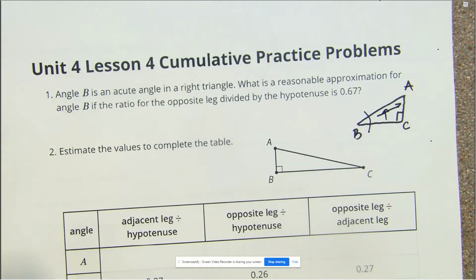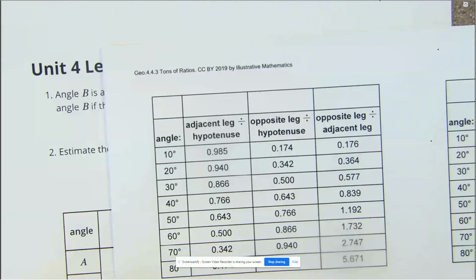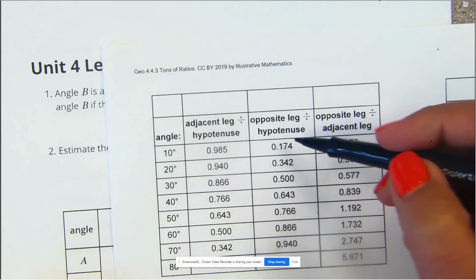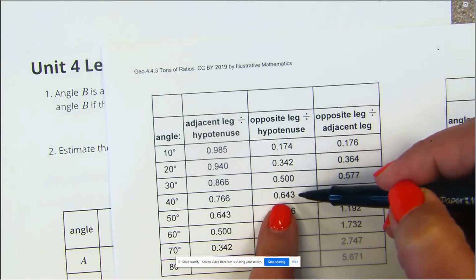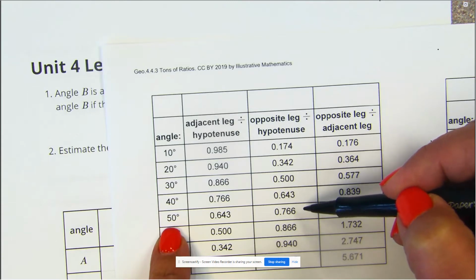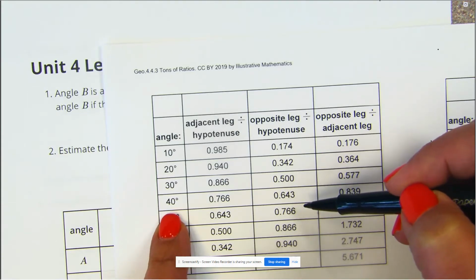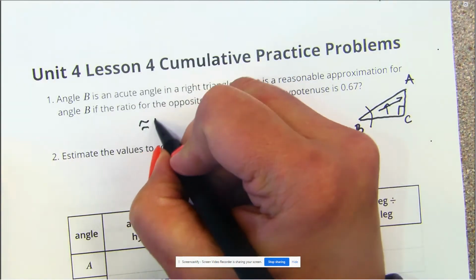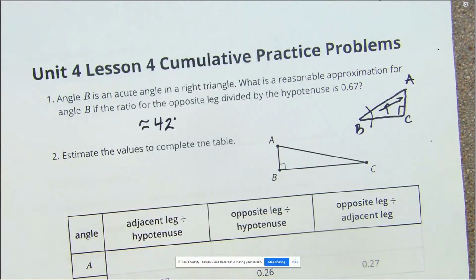So I'm going to get my table. And I'm looking for 0.67 for opposite over hypotenuse. I'm looking in this table for close to 0.67. So it looks like 40 is 0.64, 50 is 0.76, so it's somewhere around 40. So I'd say, I don't know, I need 42. Let's just say about 42 degrees.